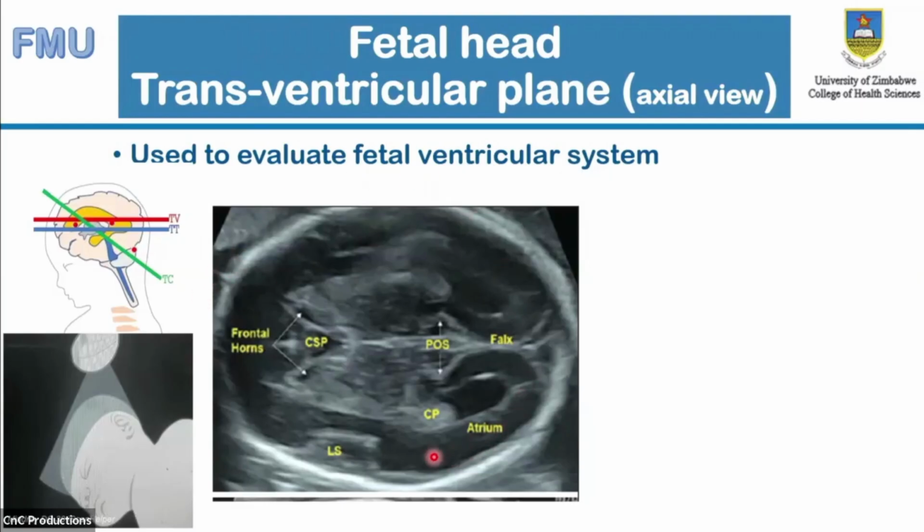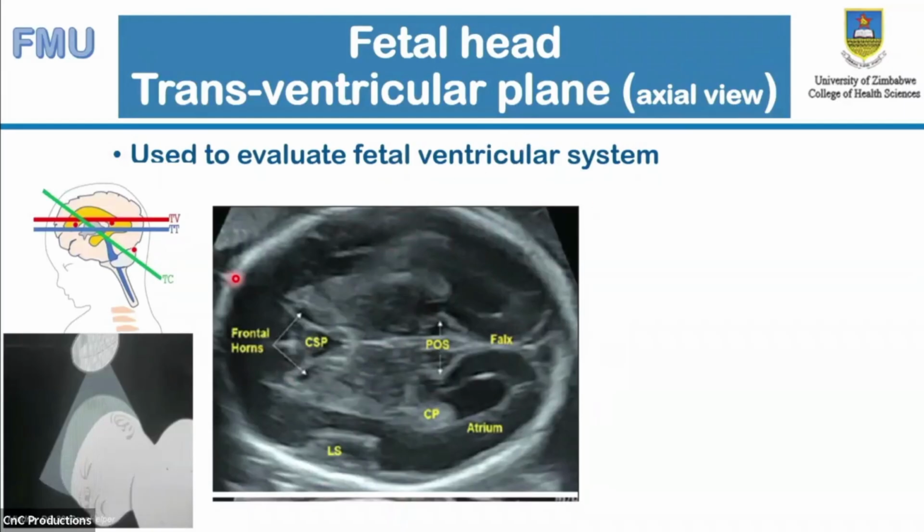So the skull bone should be continuous without any defect, and there should be adequate mineralization of the skull bone, so it should be rigid and very echogenic without clear visualization of the internal brain structures and not deformable on probe compression. Then we also assess the shape of the head.